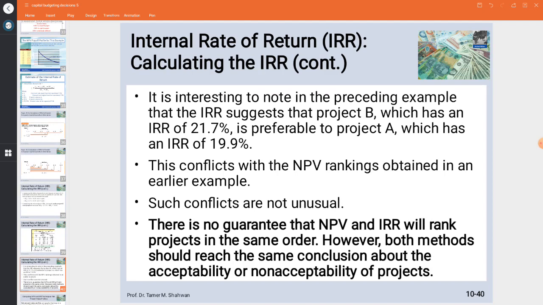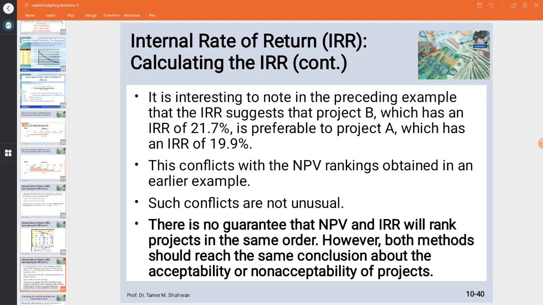Then we compare it with our cost of capital. If the internal rate of return is more than the cost of capital, you are going to accept the project. If it is less than the cost of capital, the project will be rejected because it's not profitable for your firm.